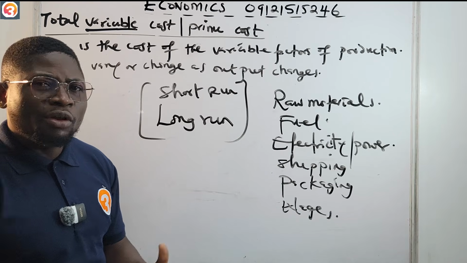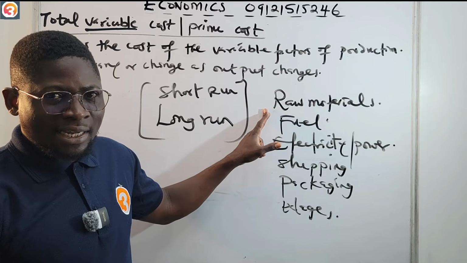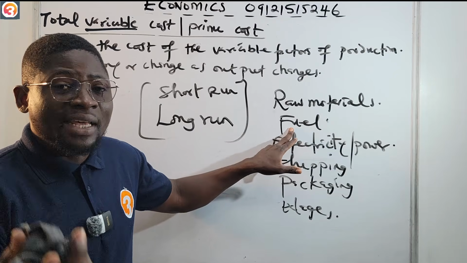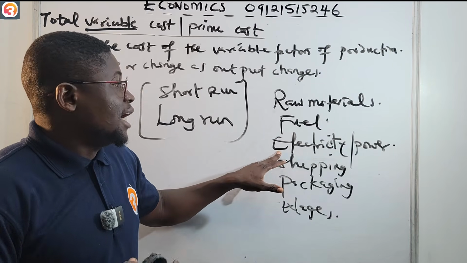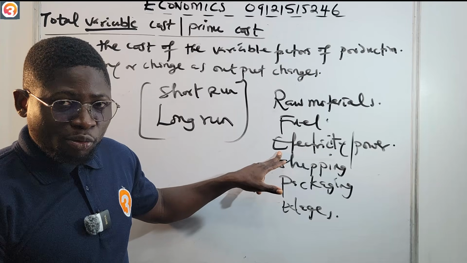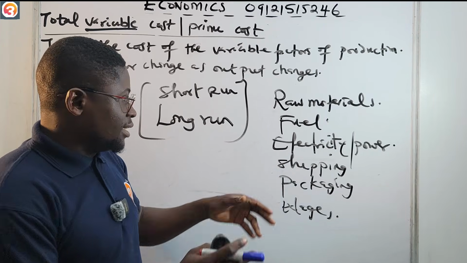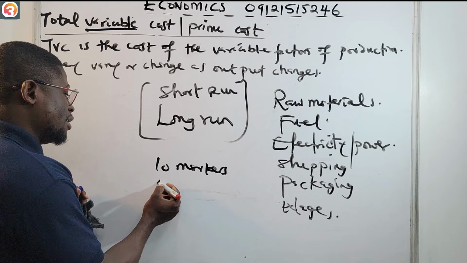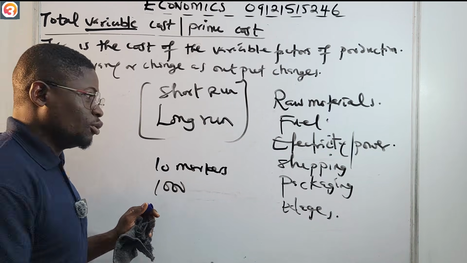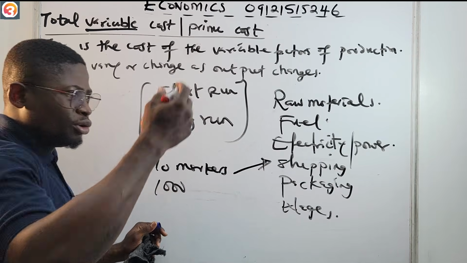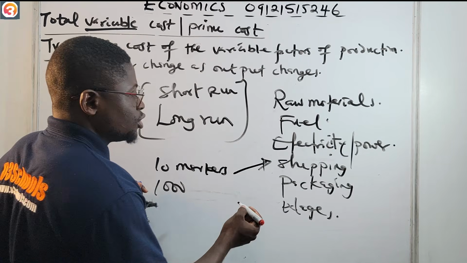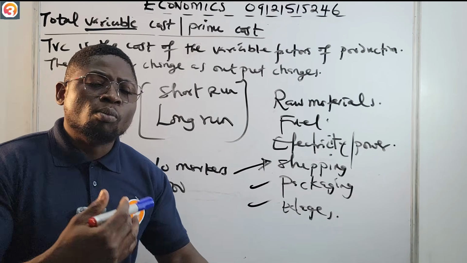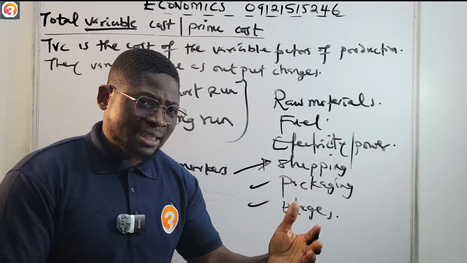For example, if you want to produce more, that means you need to buy more raw materials, and so you will be burning more fuel. Electricity or power also, you will be consuming more. Shipping: if you want to ship 10 markers, and then 1,000 markers, would they be the same price? No. So the cost of shipping also will increase once your production increases. Packaging also, the same thing.